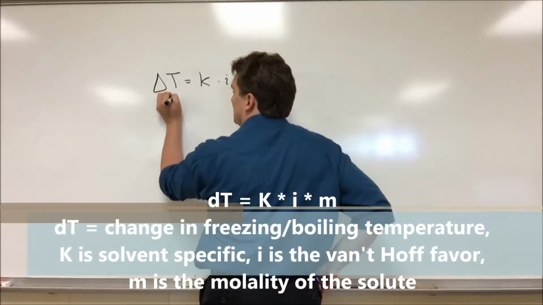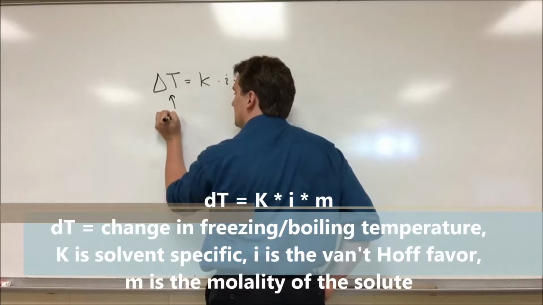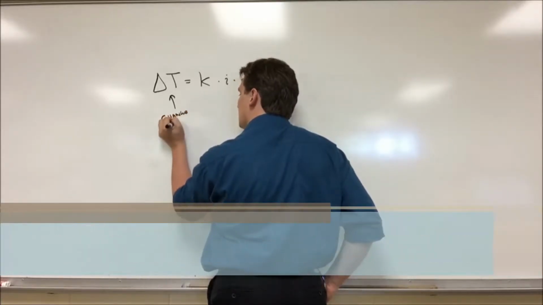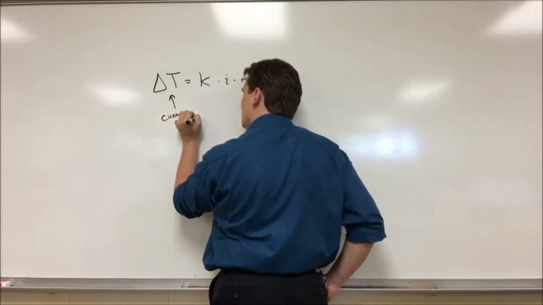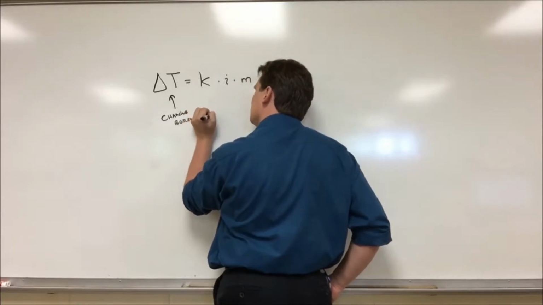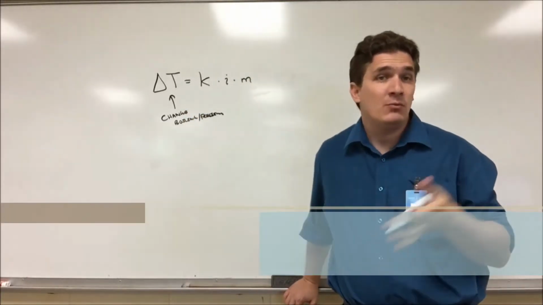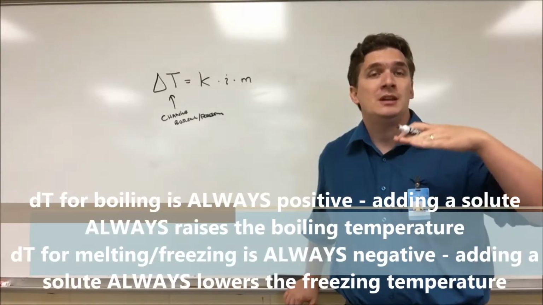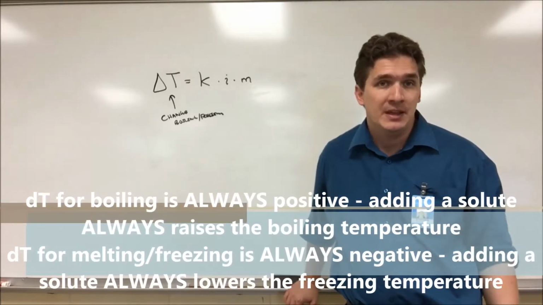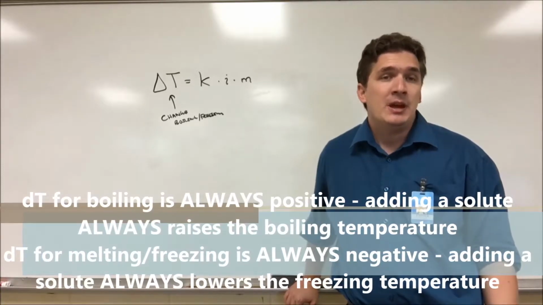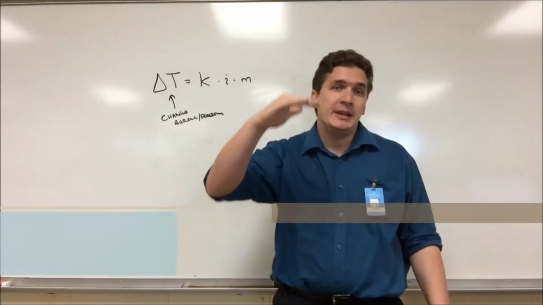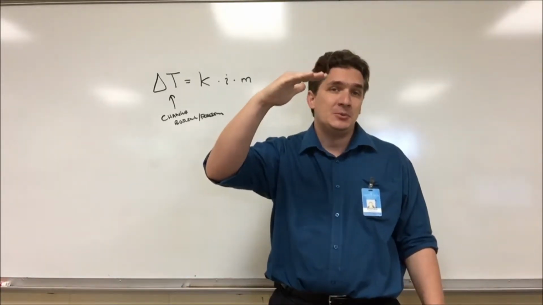Delta T is going to be the change in boiling or freezing. Now our change in boiling is always a positive increase, meaning that if we have water and we add something to it, the boiling point will only increase as we add stuff to it. So we can only go up. When we have a freezing point, our delta T is always negative, meaning that our freezing temperatures will always go down.